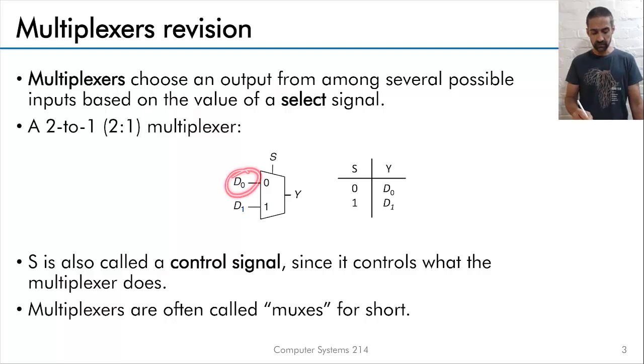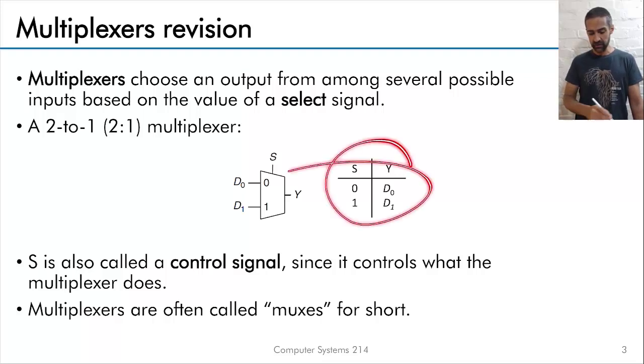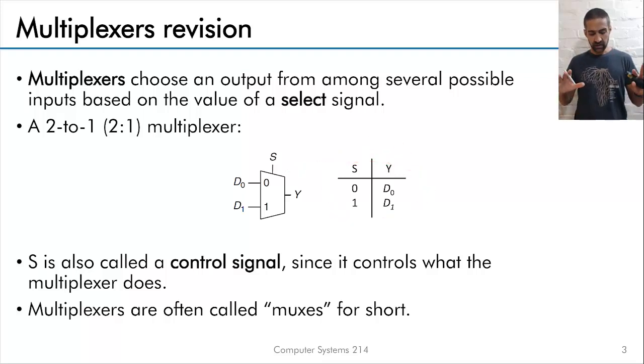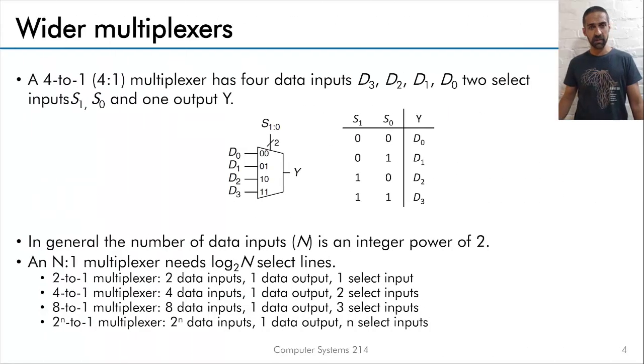So D0 will be put onto Y if S is equal to 0, and if S is equal to 1, then D1 will be passed through onto Y. And that's the logic truth table for it. So that's a multiplexer, or like we said last time, the short way of saying multiplexer is just mux, or the plural being muxes.